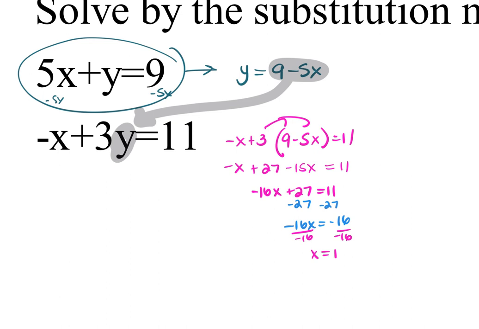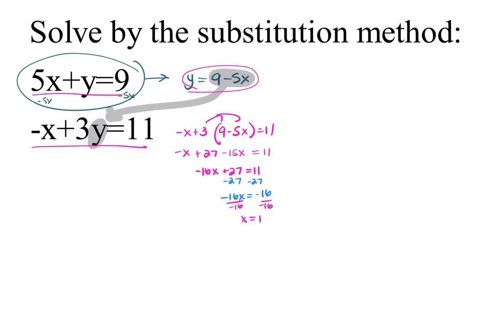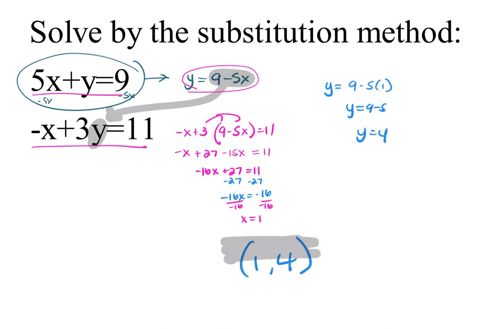I can plug it back into either original, or I can plug it back into the one I already solved for the other variable, which means y is already isolated. So if I do that, I get y equals 9 minus 5 times 1, y equals 9 minus 5, and y equals 4. Usually it's easier to plug into the one you solved. If there was a fraction in that equation and not in the other ones, maybe avoid it. But other than that, I tend to always choose the one where we solved for the variable to plug back into.